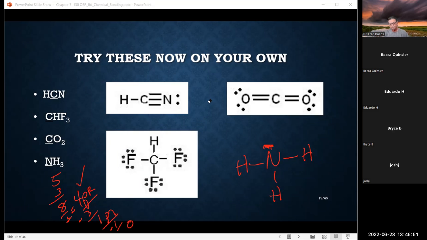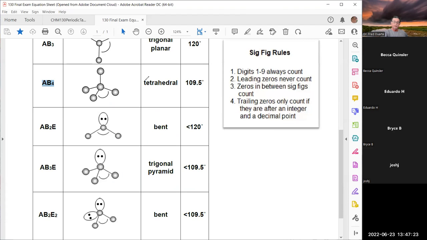All right. So now we find the general formula. And that would be B3, right? Got 3 hydrogens here. And then we have a lone pair on the central atom. So we have a B3E. And that is our general formula, which then we go to the shapes table and we search AB3E, and there it is right there.